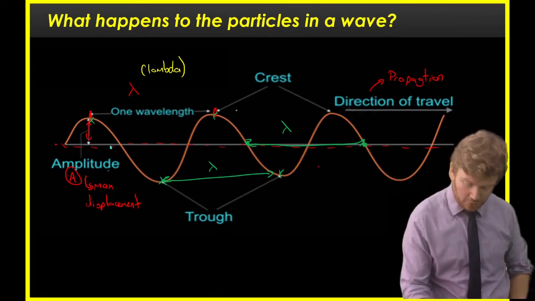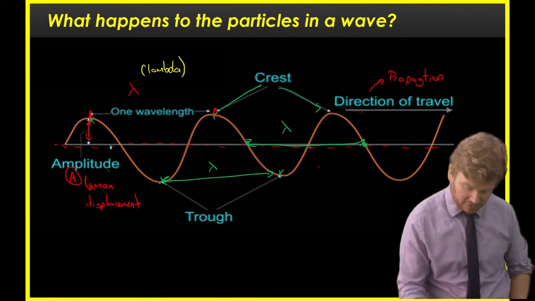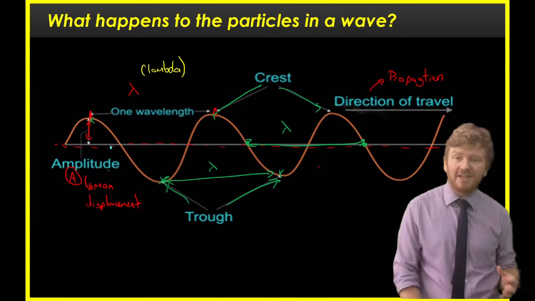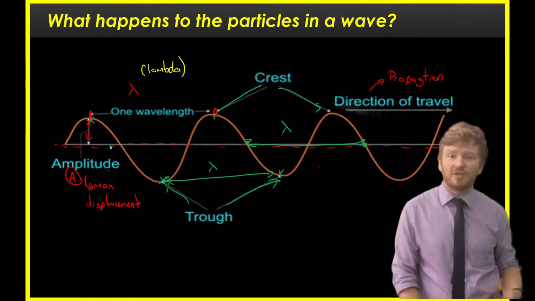We also often call the peaks of a wave crests, and we call the bottom of waves troughs. So that's the basic ideas of what we label a wave. And one of the things that we'll do in our lesson is label a blank wave.